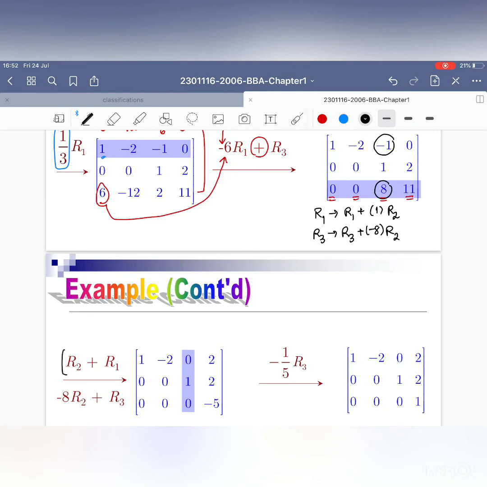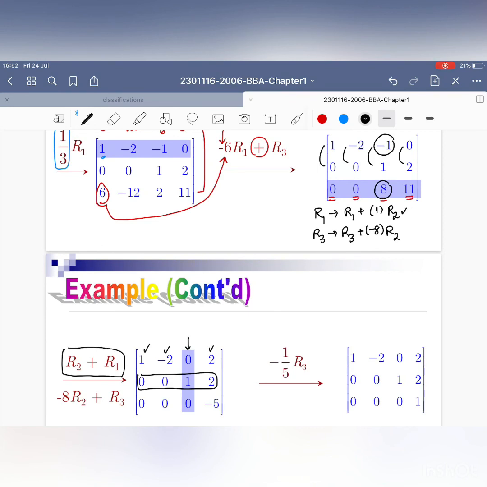We are going to do R2 plus R1. You see, R2 plus R1. So your R2 remains the same, okay, and your R1, you add them up, so you have a 1, you add them up, you have a -2, you add this one, of course you got 0, you add a 2 and a 0, so you have a 2.